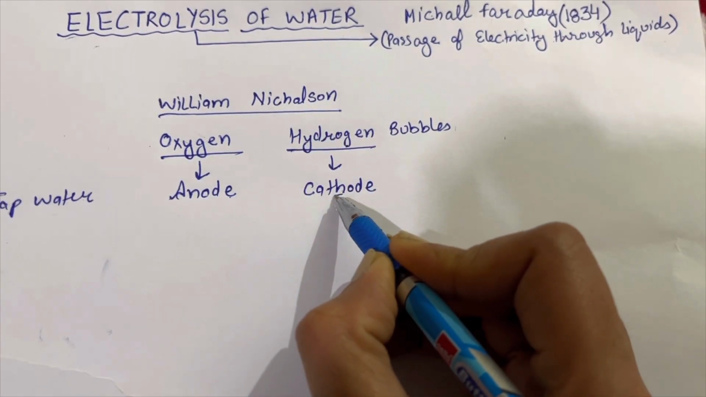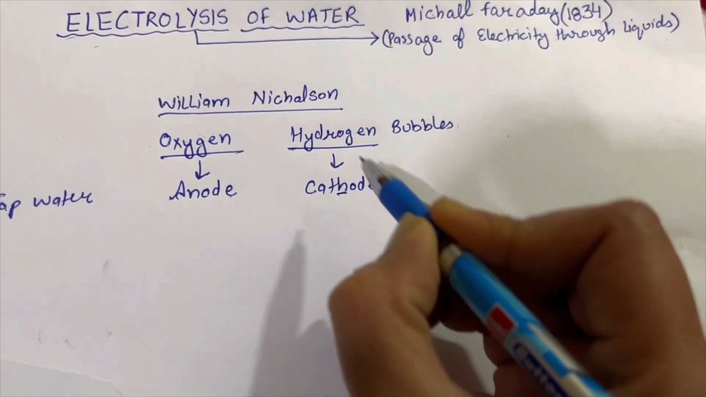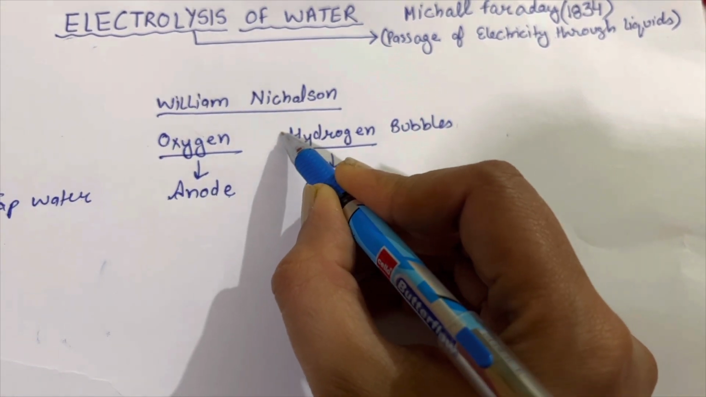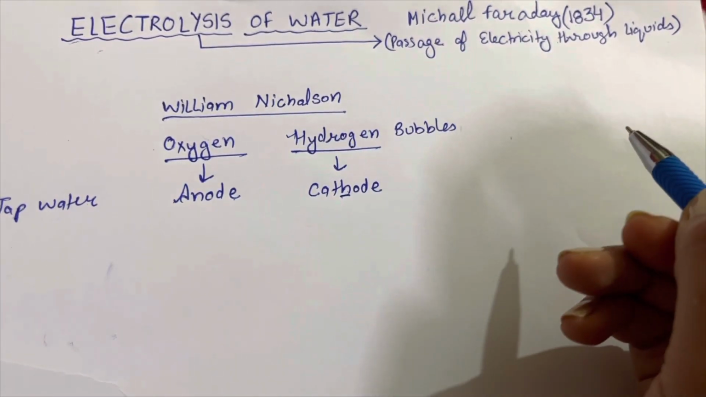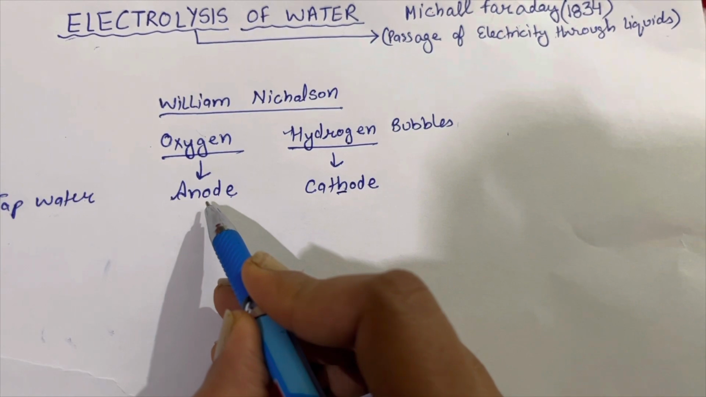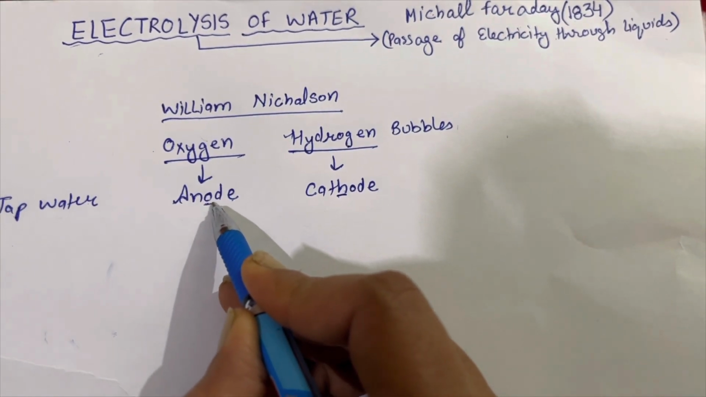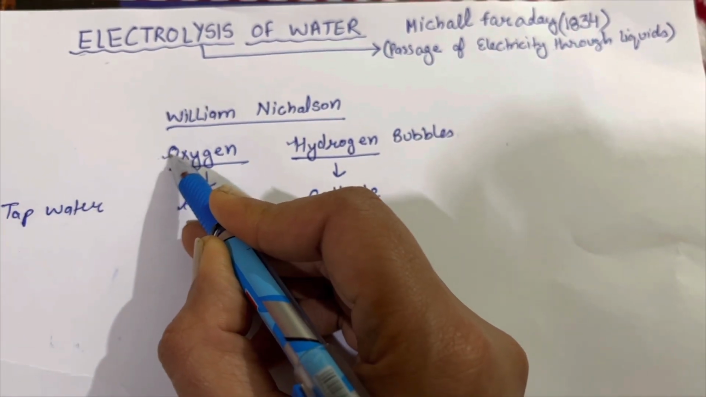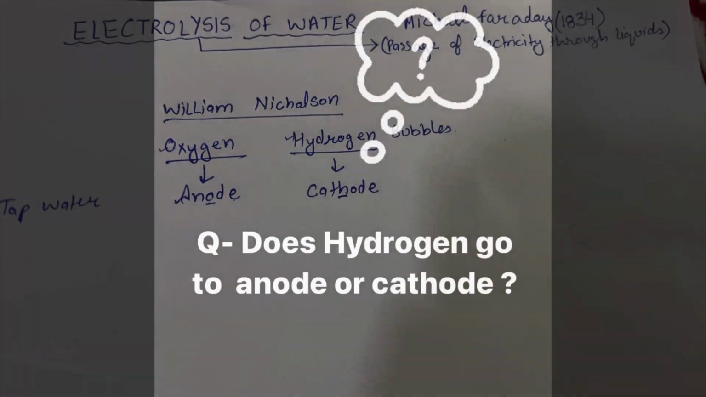Here is a super easy way to remember which gas is produced on which electrode. Out of anode and cathode, cathode has H in its spelling, so hydrogen is released on the cathode and oxygen is released on the anode. It's very simple.